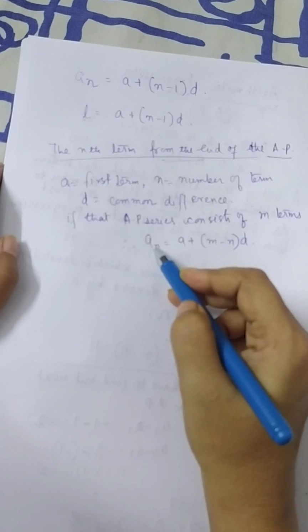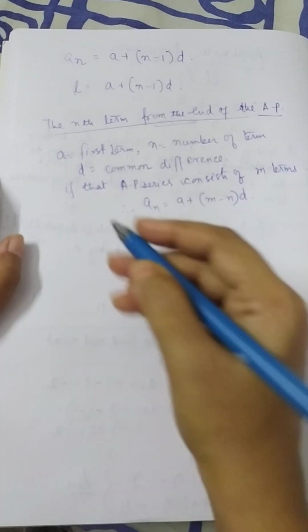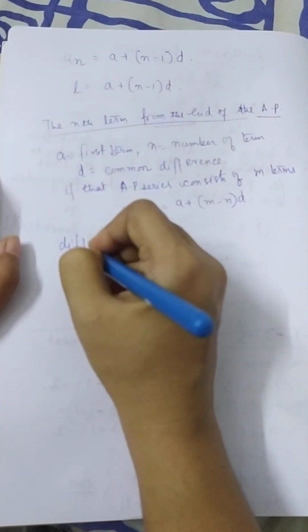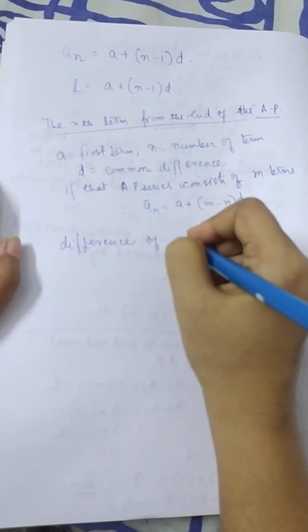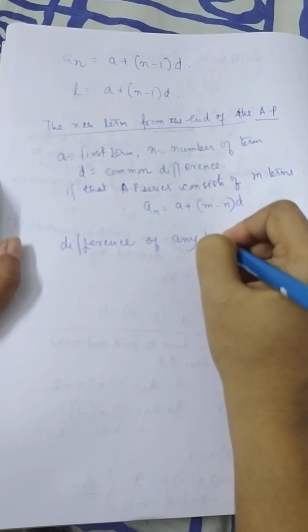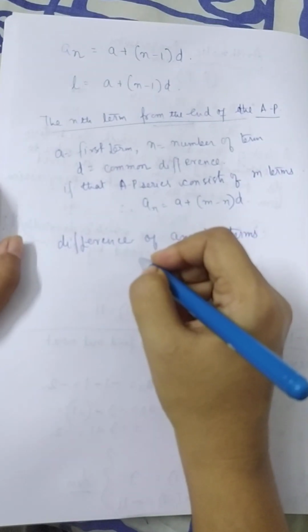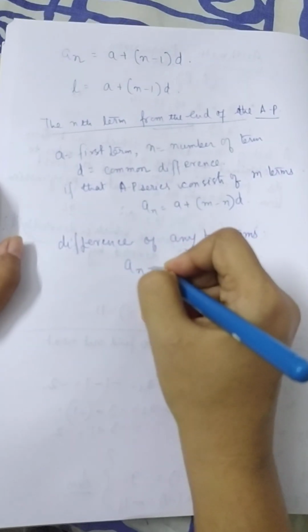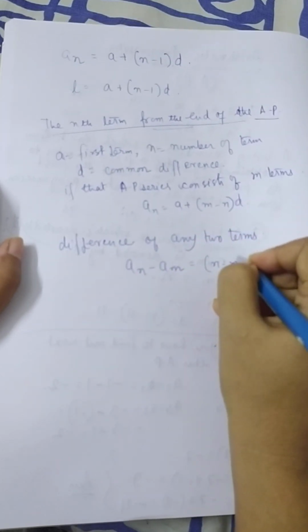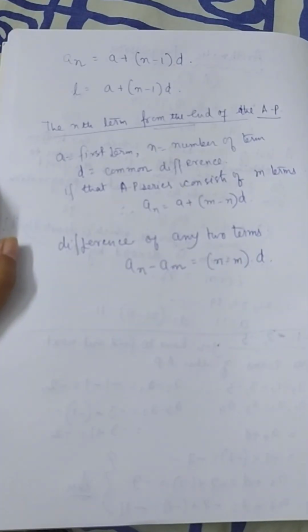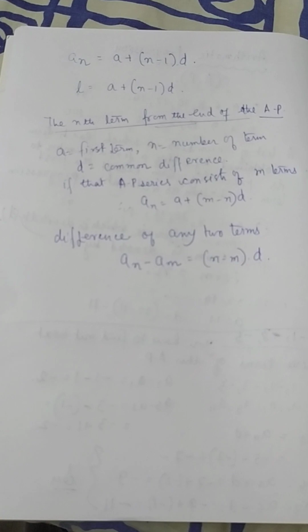And if I have to find out the difference between any two terms, what will that be? It will be an minus am, which is n minus m into d. N minus m into d. Okay.